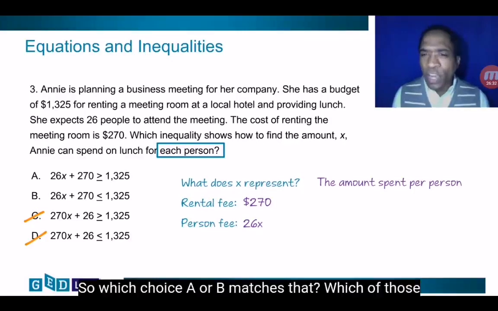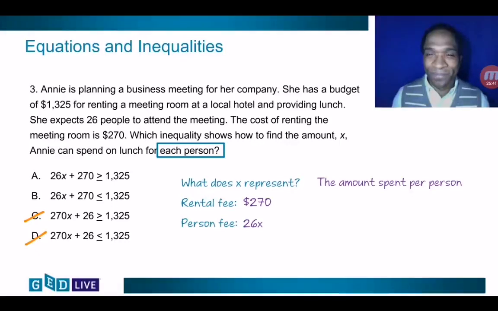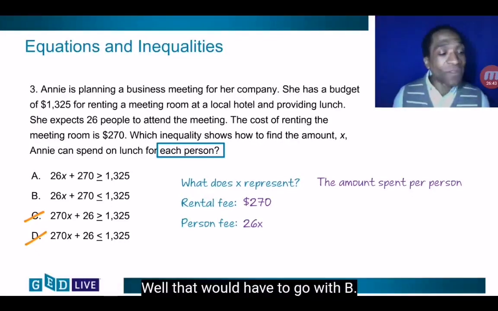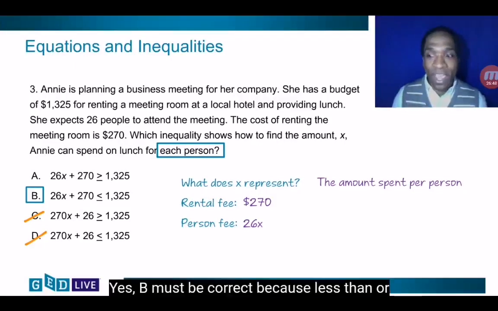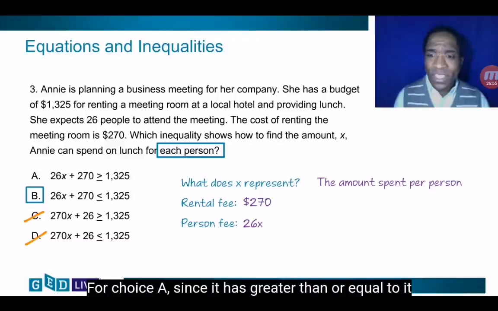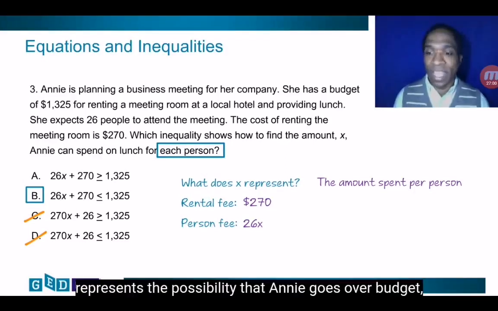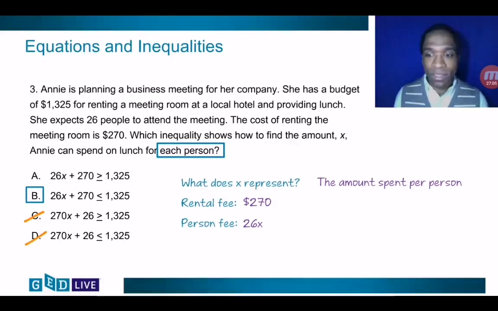So which choice, A or B, matches that? Which of those two choices means that Annie won't go over budget? Well, that would have to go with B. Yes, B must be correct because less than or equal to matches staying within the budget. For choice A, since it has greater than or equal to, it represents the possibility that Annie goes over budget, which, as we talked about before, is incorrect.